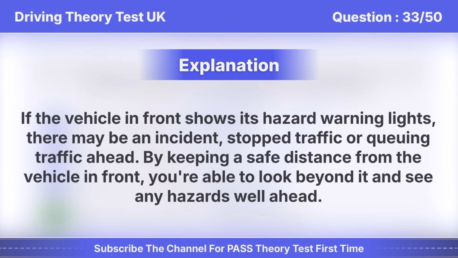If the vehicle in front shows its hazard warning lights, there may be an incident, stopped traffic, or queuing traffic ahead. By keeping a safe distance from the vehicle in front, you're able to look beyond it and see any hazards well ahead.